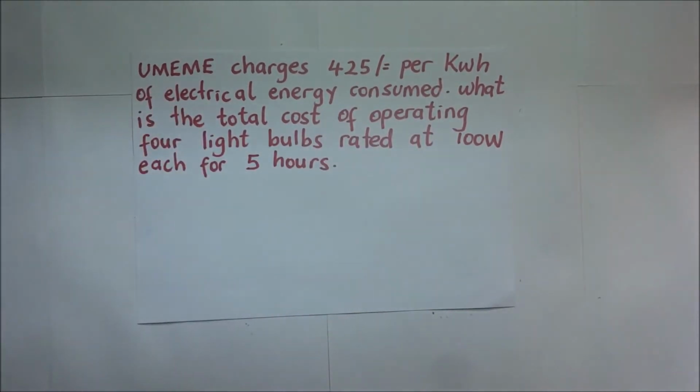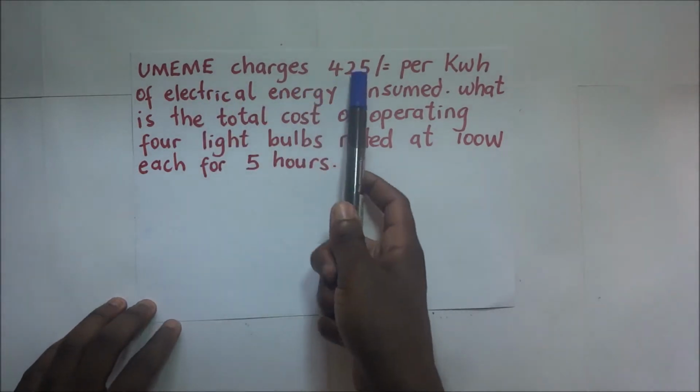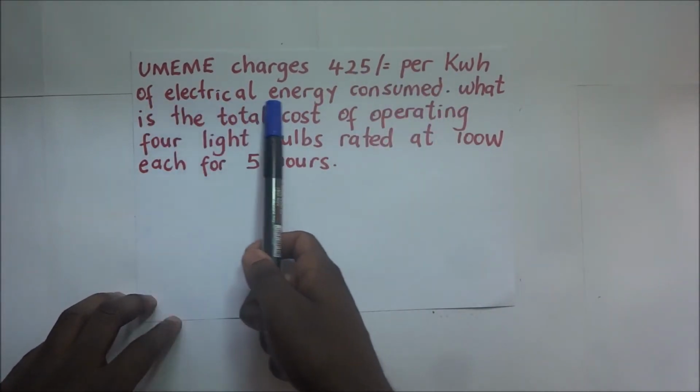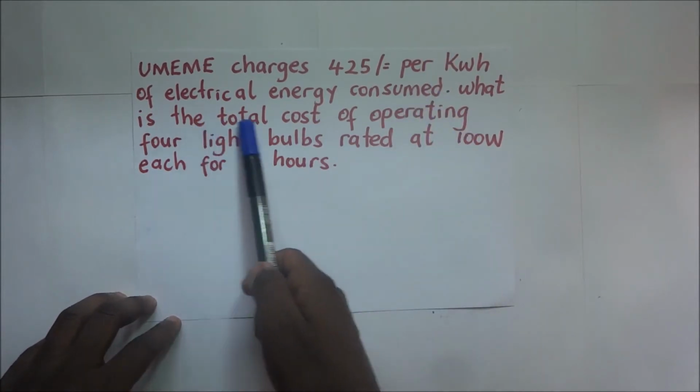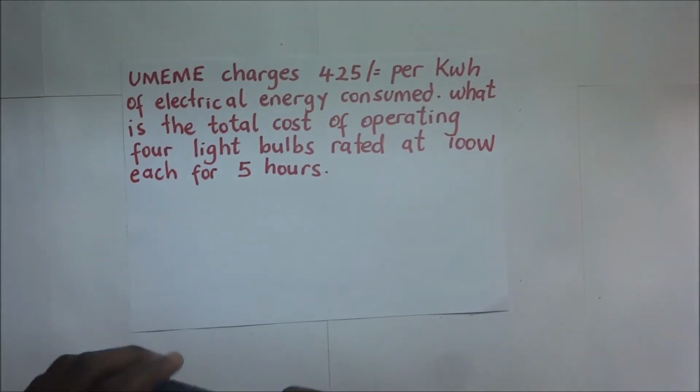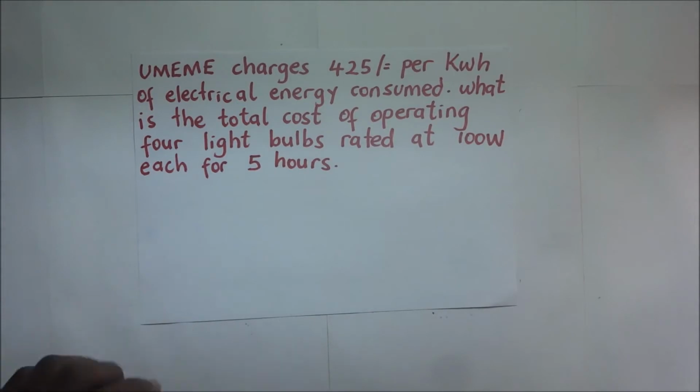In our other example here, we are being told that Umeme charges 425 shillings per kilowatt hour. Now, Umeme is an electricity utility company in Uganda. Umeme charges 425 shillings per kilowatt hour of electrical energy consumed. What is the total cost of operating 4 light bulbs rated at 100 watts each for 5 hours?